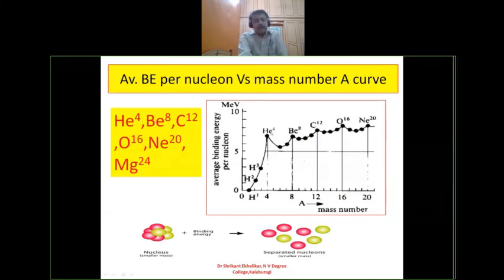So the first peak is for helium, 2 helium 4, 4 beryllium 8, 6 carbon 12, 8 oxygen 16, then 10 neon 20, and 12 magnesium 24. So for all of these a peak is observed. So this is very interesting, why this peak is there, and what is the significance of this.